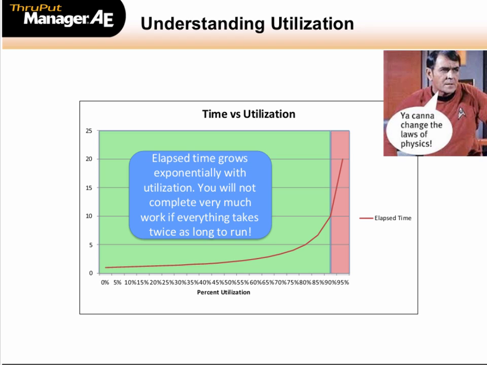The key to peak throughput is to constantly manage the workload distribution against the rapidly changing utilization to maintain just the right amount of load. Selby's going to explain how TMAE accomplishes this automatically.